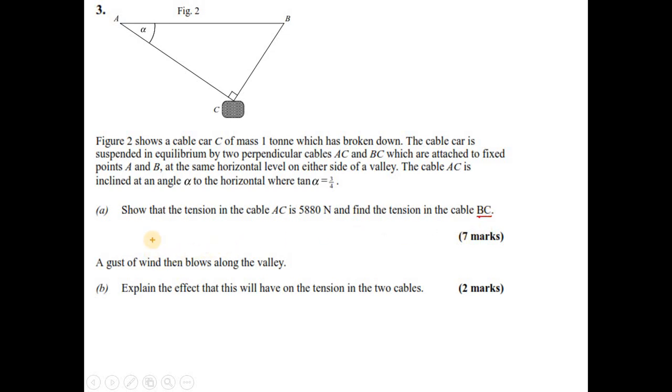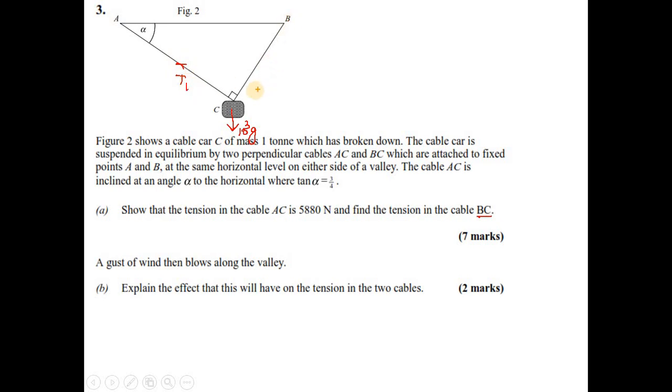Okay, so first of all, you need to see how many forces are there. So you know that the weight of the cable car is acting down, and it is 1 ton. So 1 ton means 1000 kg. So this is 10 to the power 3 g, the weight of the cable car acting down. And we have a tension in both of the cables. Let's call the tension in the cable AC T1.